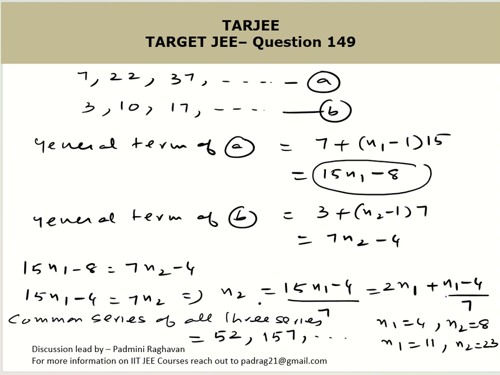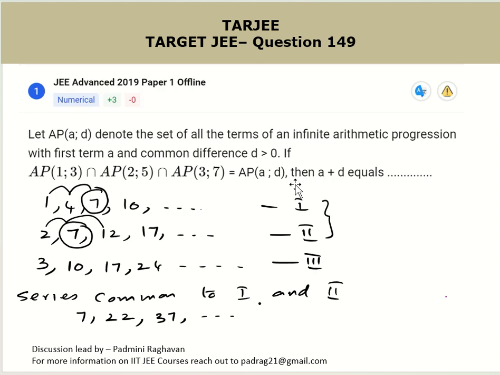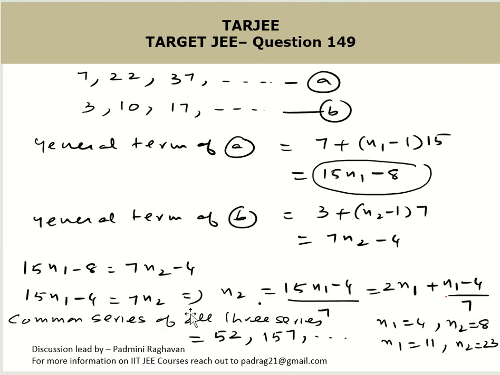157 and so on. This is the common series, and they are asking us to find out a plus d. So you don't have to find a and d, you know that in any AP, a will be the first term, a plus d will be the second term. In fact, they are asking you to find the second term of the common series. So the value of a plus d is equal to 157.